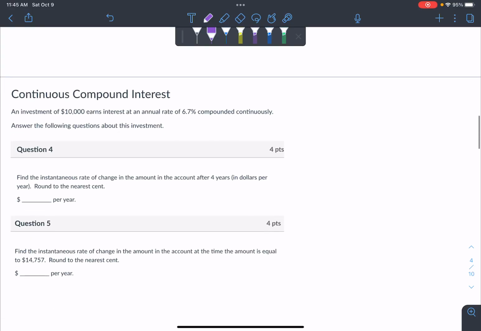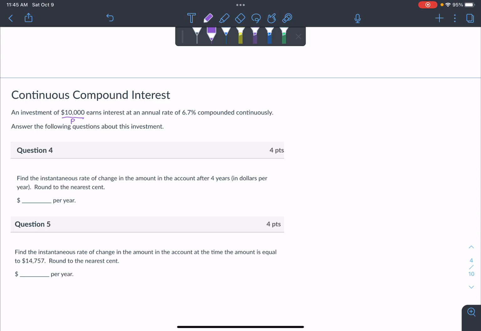All right, so let's revisit our continuous compound interest. Here we have an investment of $10,000. That's our initial principal. It earns interest at a rate of this. This is our r, and it's compounded continuously. So we will use the form A equals Pe^(rt).